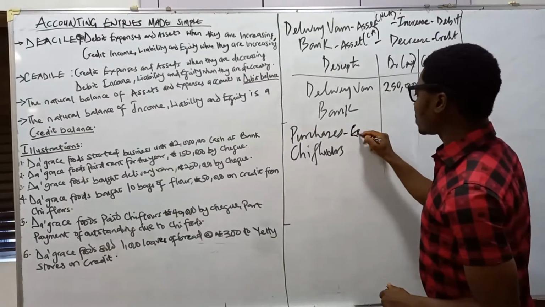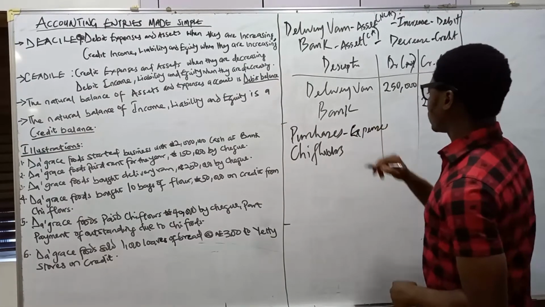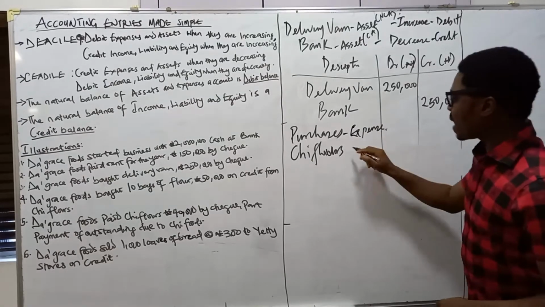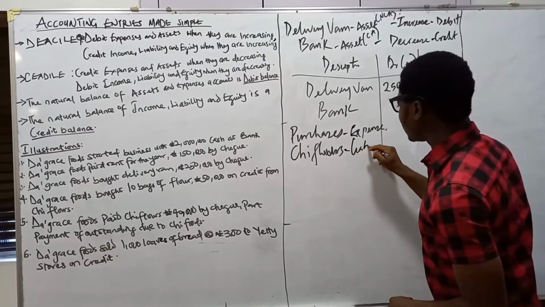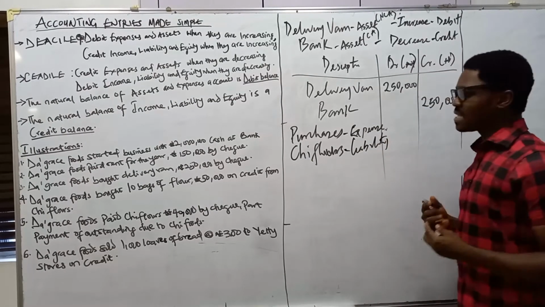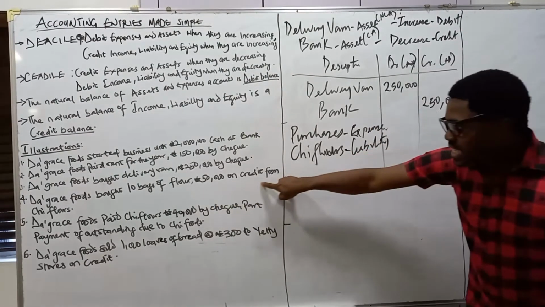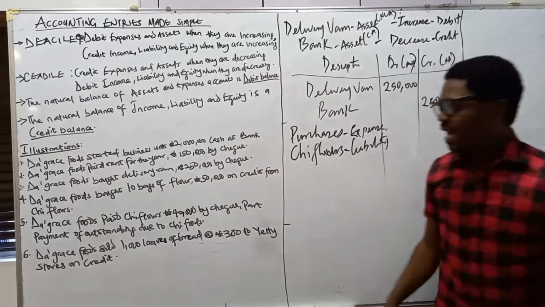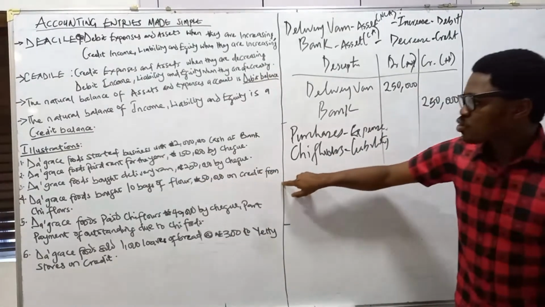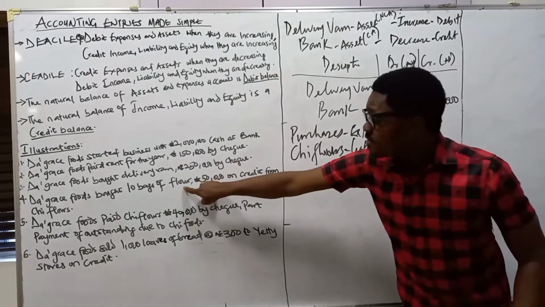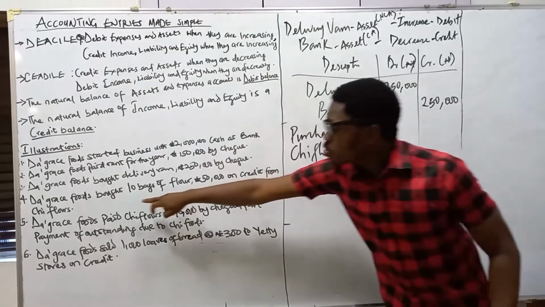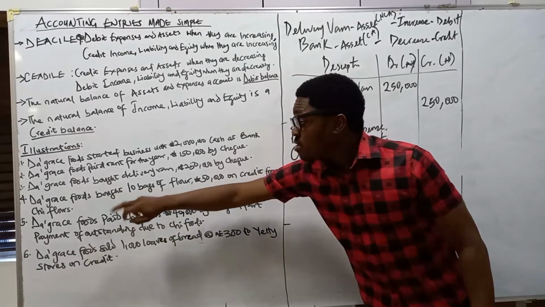Purchases here is an expense, while Cheap Flours is a liability. Why is it a liability? It's a liability because we have an obligation to Cheap Flours. And what is our obligation to Cheap Flours? Our obligation to Cheap Flours is 50,000 naira, the cost of the flour bought on credit.